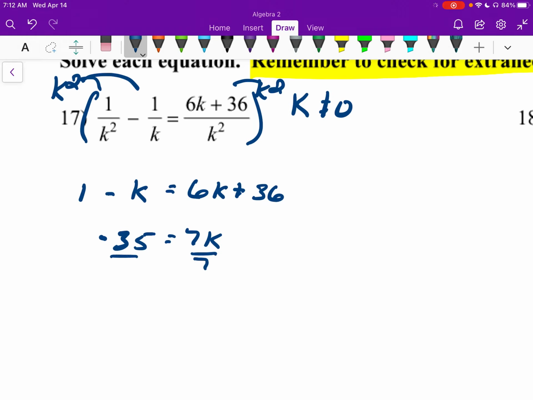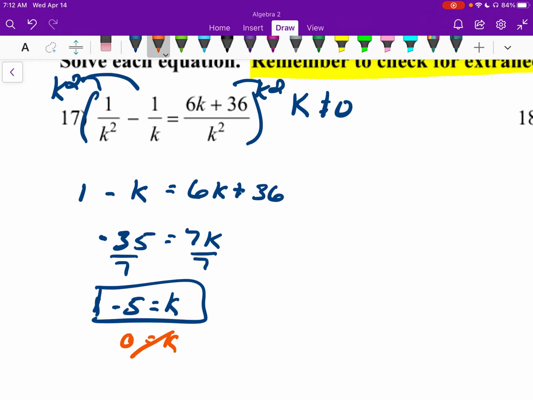Dividing by 7 will give me negative 5 is k. And there we are. Again, if it was 0 equals k, then I would cross that out because that wouldn't make sense.